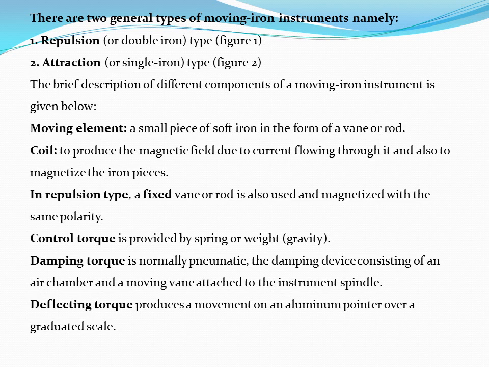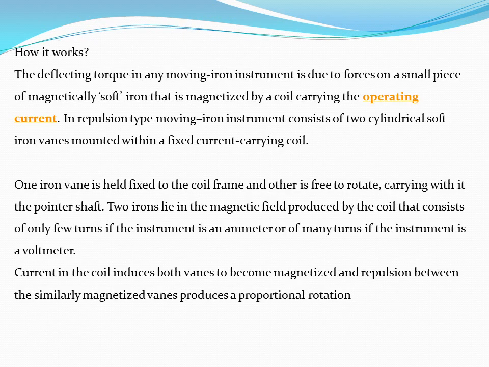The damping device consists of an air chamber and a moving vane or rod attached to the instrument spindle. Deflecting torque: it produces a movement of an aluminum pointer over a graduated scale. How does the moving iron instrument work?